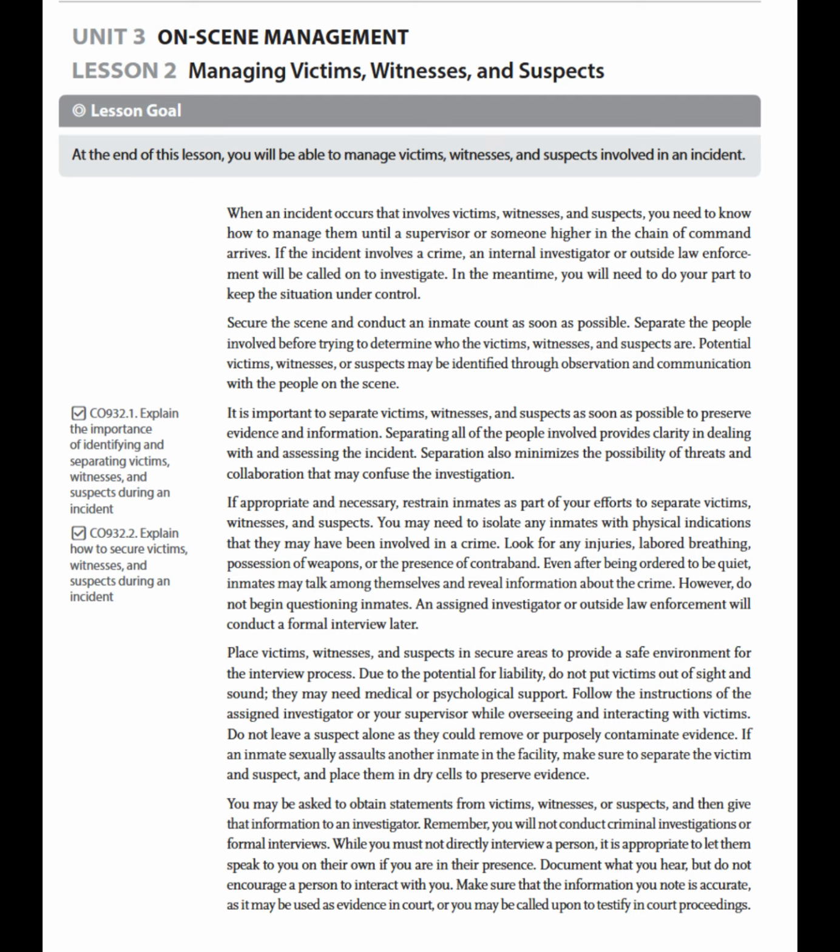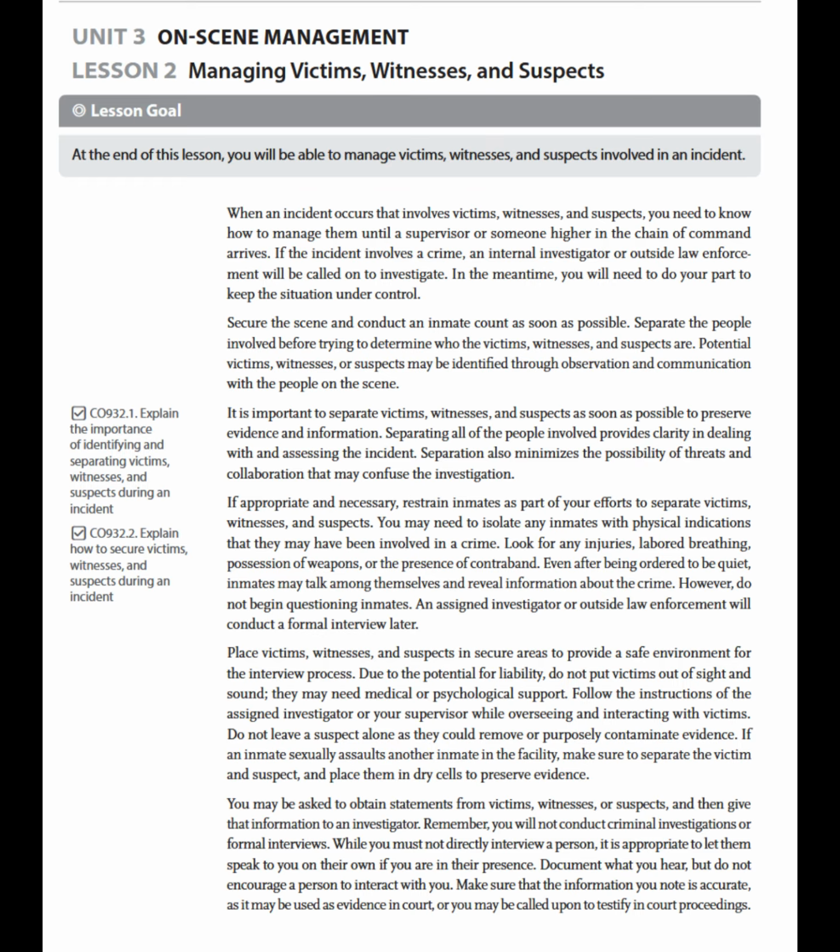Unit 3, On-Scene Management. Lesson 2: Managing Victims, Witnesses, and Suspects. Lesson Goal. At the end of this lesson, you will be able to manage victims, witnesses, and suspects involved in an incident.